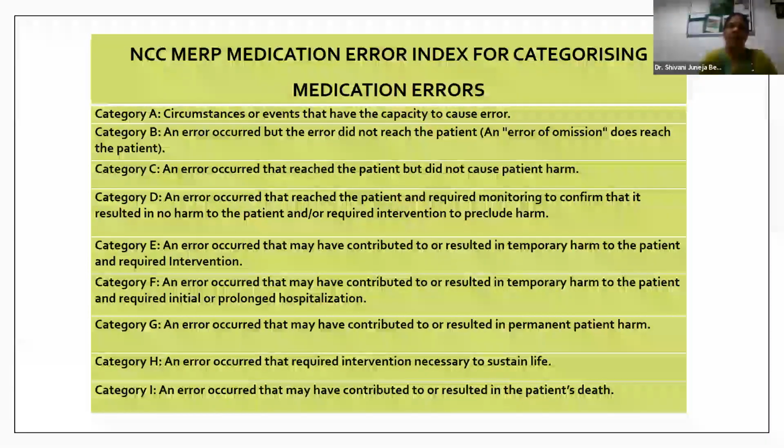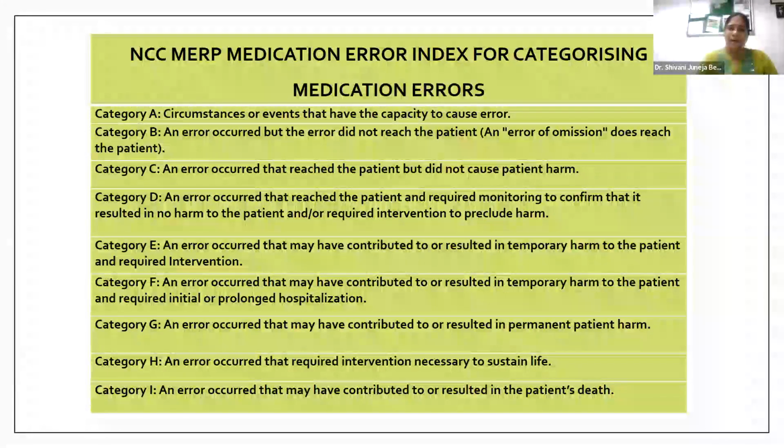This is the NCC MERP medication error index, which I think most of us are using, with category A to category I to categorize the different types of errors. I'll not go into details, I'm sorry, I have a time constraint. Categories A and B are the potential errors, and categories C to I are the actual errors. C goes from no harm to even the patient's death. Medication errors result in a lot of morbidities and mortalities which are unreported, especially in the developing world.